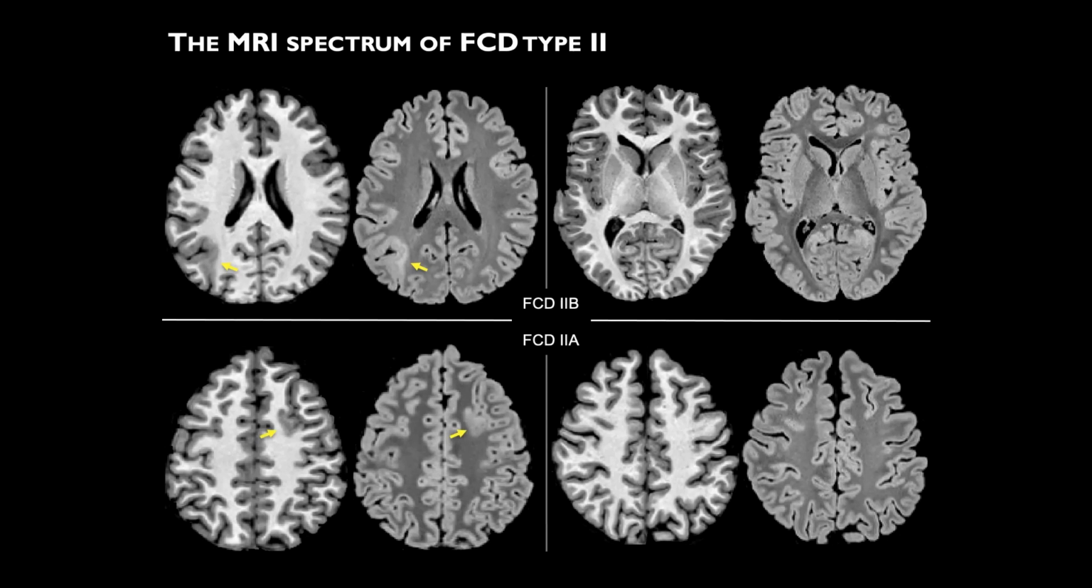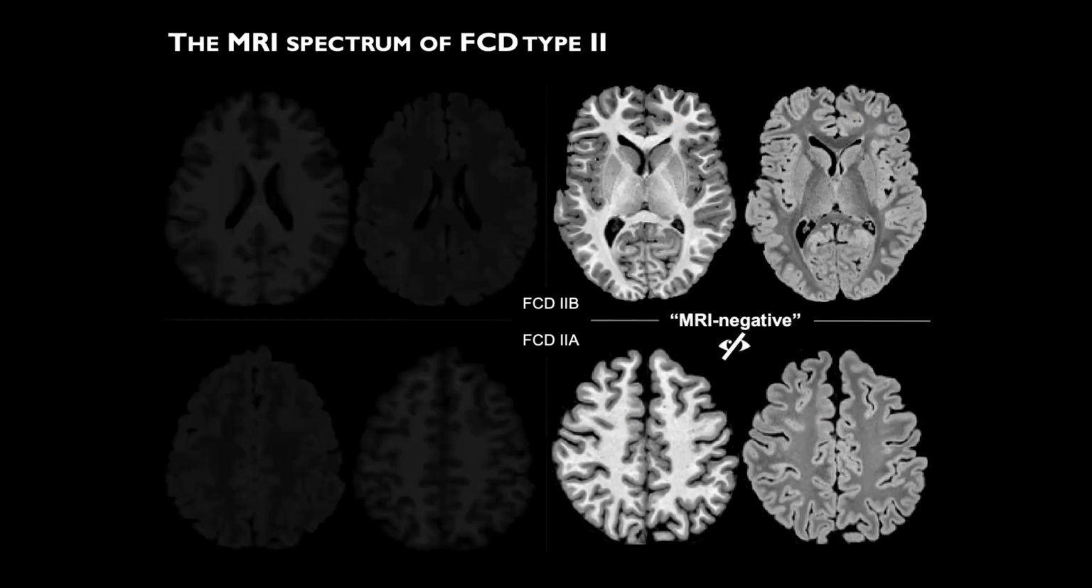However, the MRI spectrum of FCD comprises variable degrees of gray matter and white matter changes, making the visual detection challenging, as in these two examples, in which blurring of the gray-white matter transition may be very subtle. These cases are typically referred to as MRI negative. Importantly, however, they are not negative. On the contrary, the lesion is there, but difficult to see.